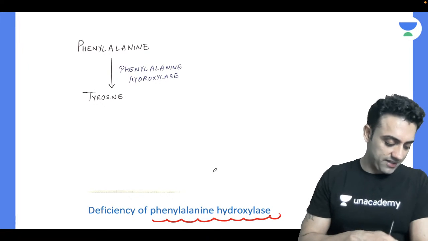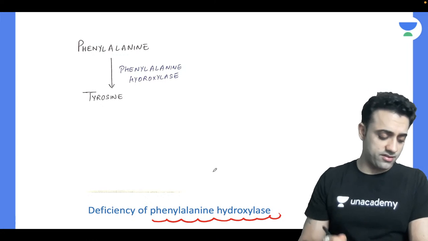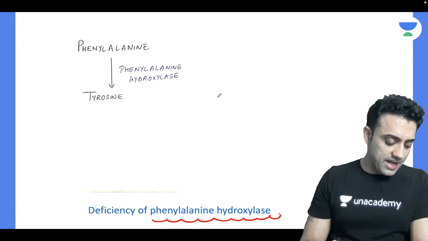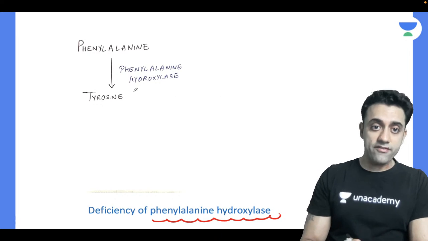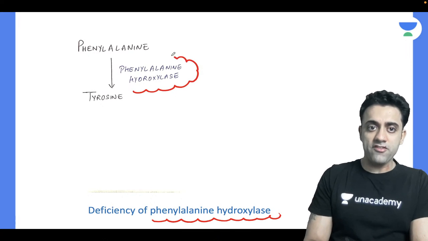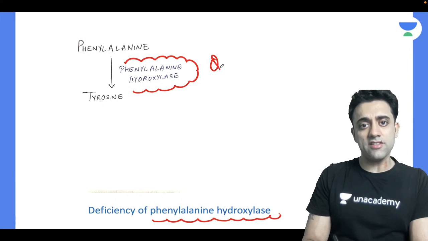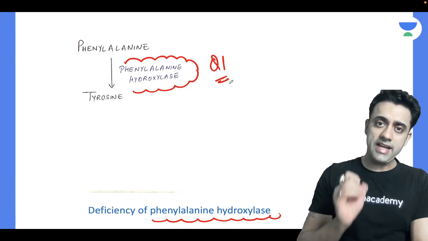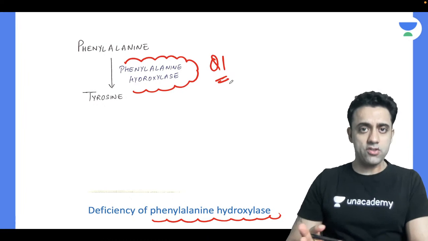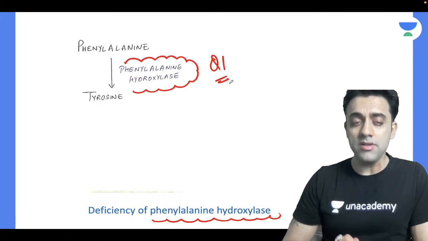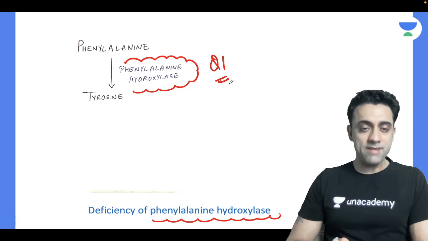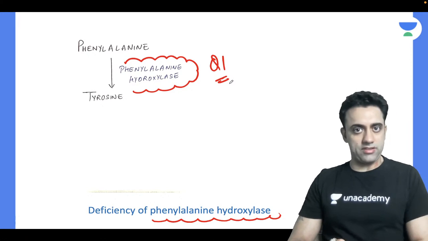Are you understanding? Yes, exactly. Very good. Kirti says that the phenylalanine hydroxylase enzyme gets hampered. Yes, there's a deficiency of the enzyme phenylalanine hydroxylase. That is the first PG question: what is the enzyme defect in phenylketonuria? There is deficiency of the enzyme phenylalanine hydroxylase, number one.